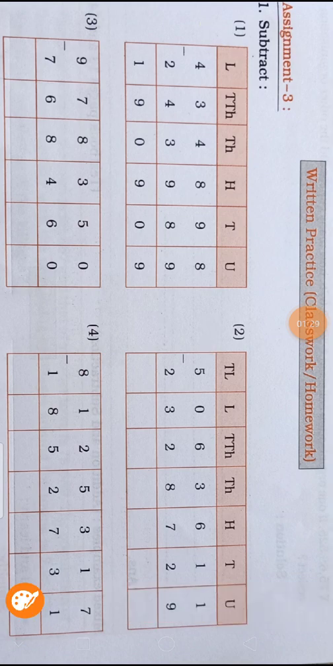Here is the unit place number: 1 minus 9. 1 is smaller than 9. Then what will we do? We will take 1 borrow from the next place. The next place is the 10 place. From this 10 place we will take 1 borrow to the unit place.